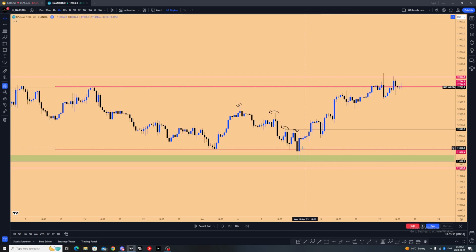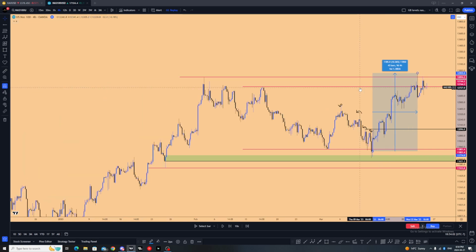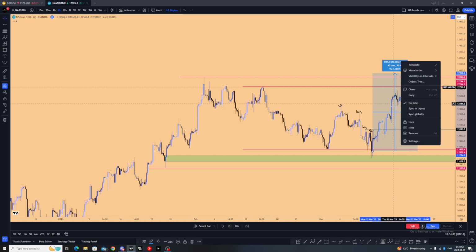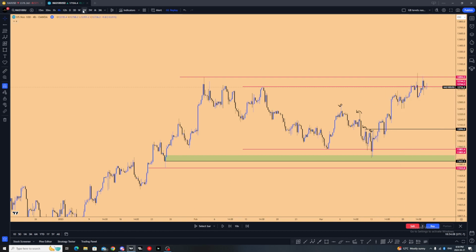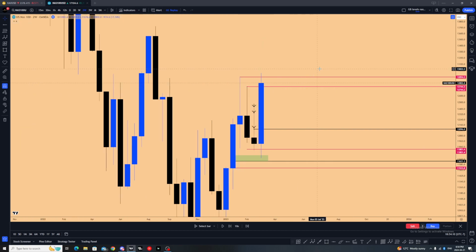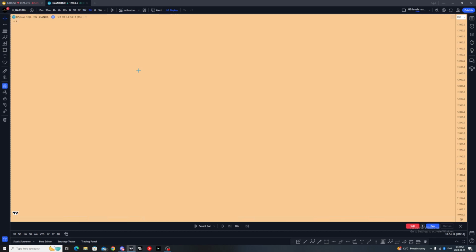Now, in order to go from here to here, how much time did it take? 9 days. So for 9 days, I was right about the market that it's going to be a trending market to the upside. Why? Because I was playing the inside 3-week candle failure pattern.